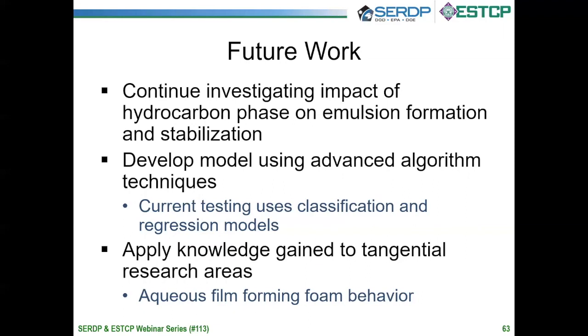And then we are also applying all the fundamental knowledge gained in this area to our aqueous film forming foam behavior. There's a lot of interest in PFAS right now, and the way that foams are stabilized and emulsions are stabilized are actually quite similar.